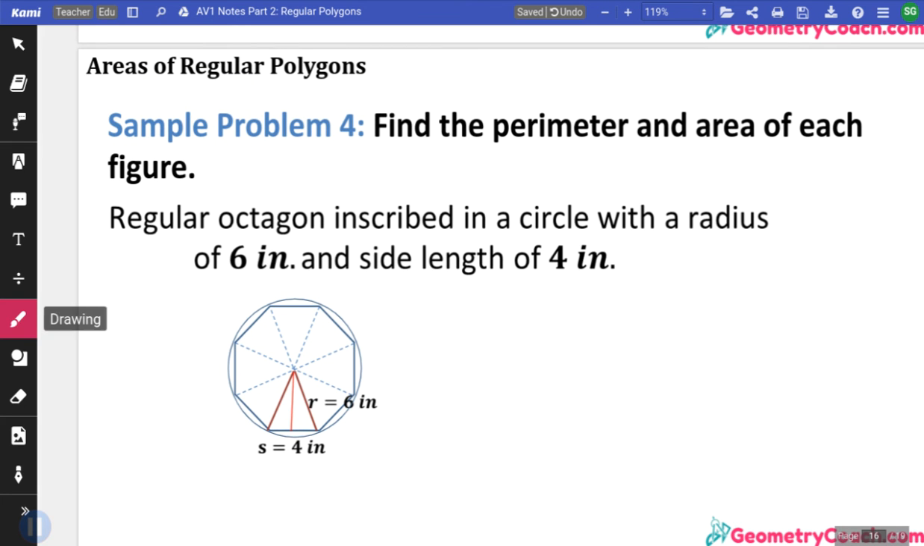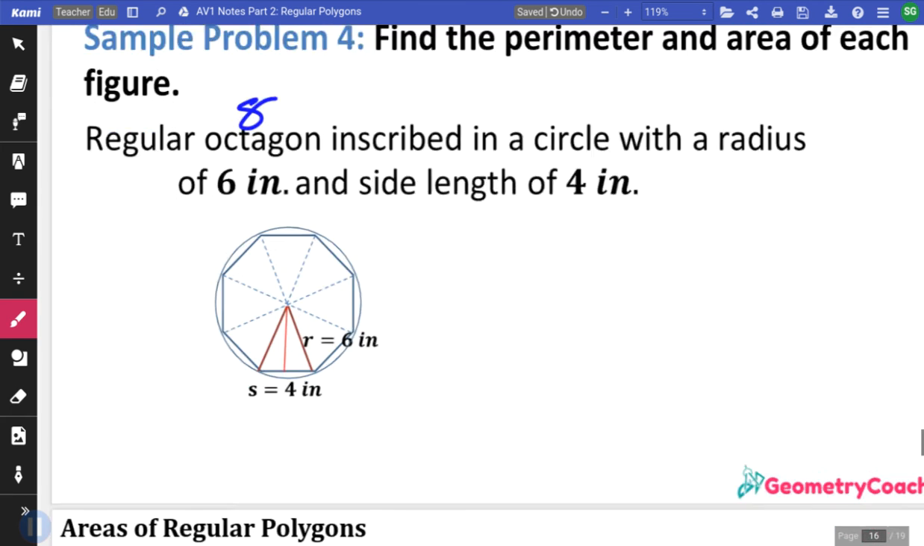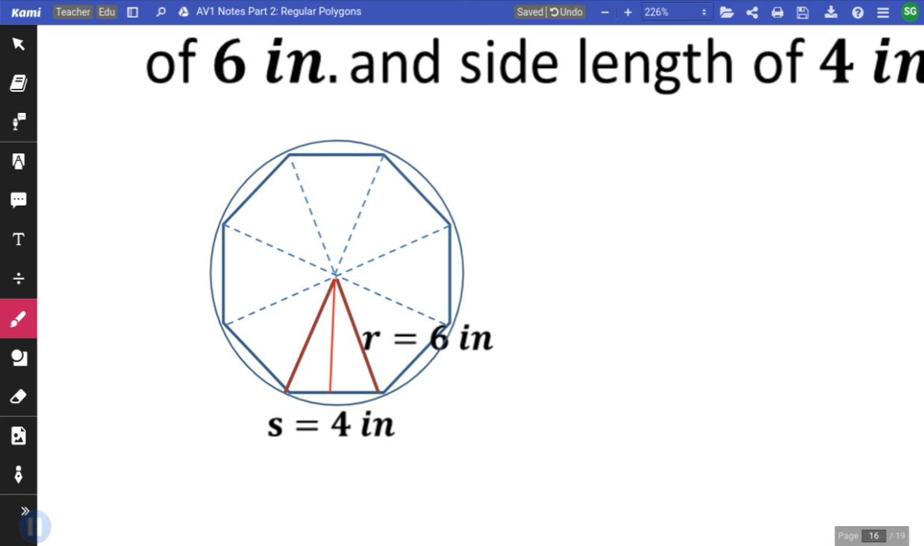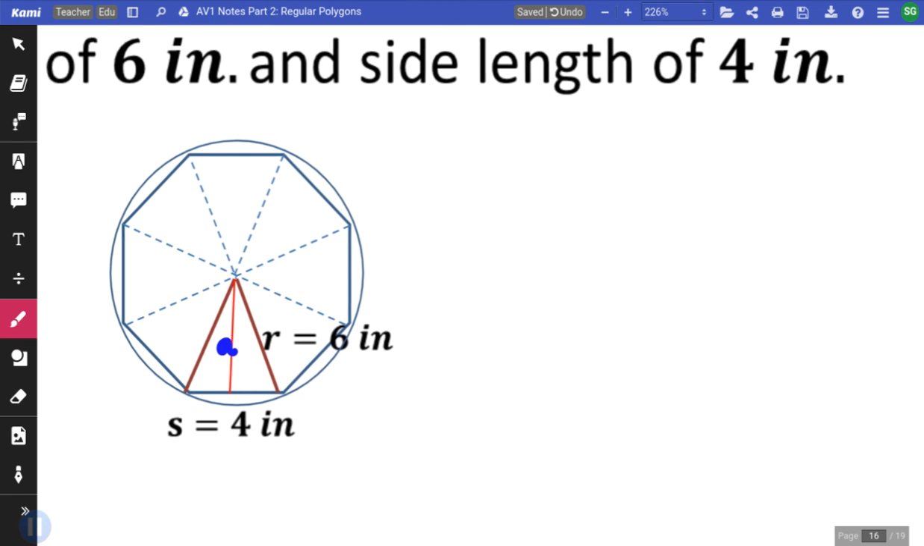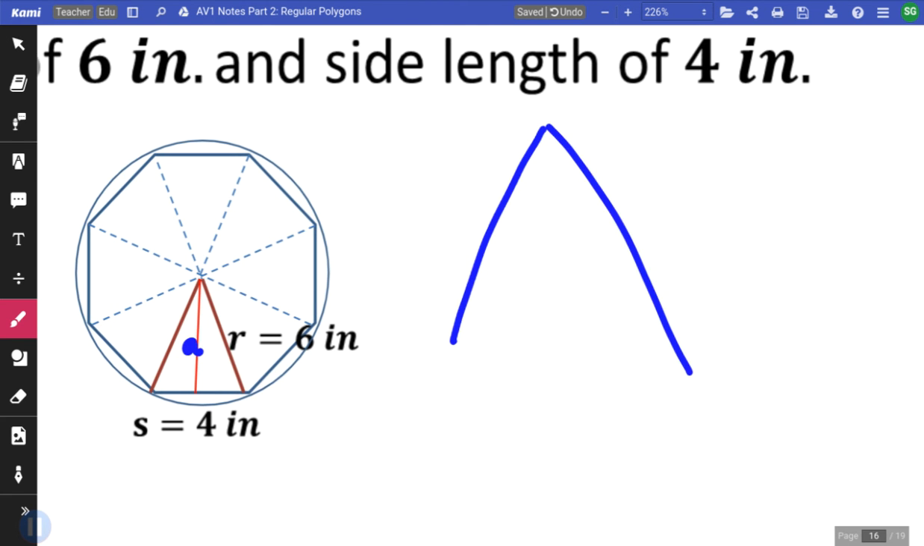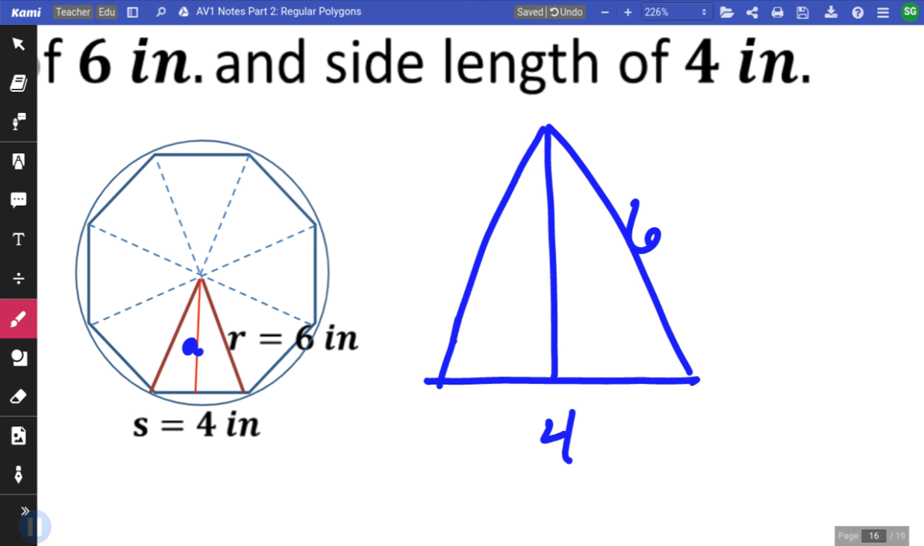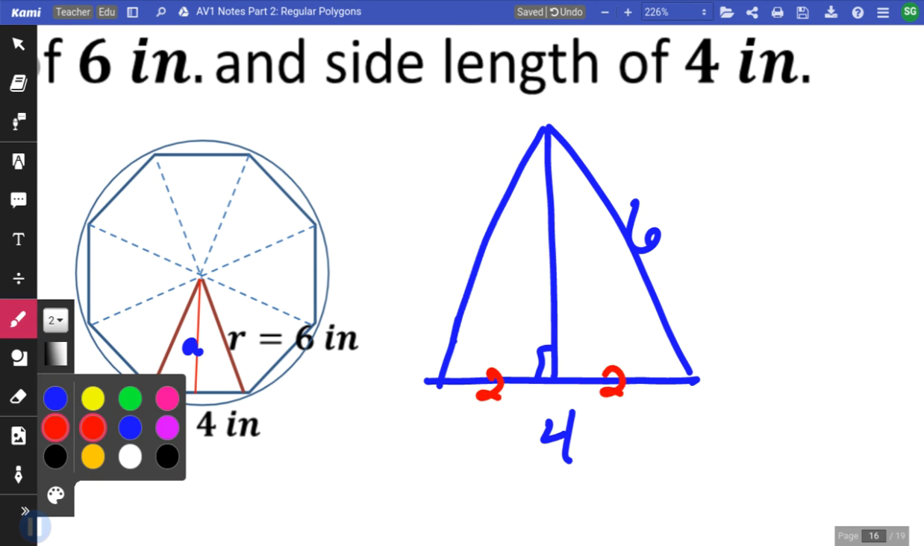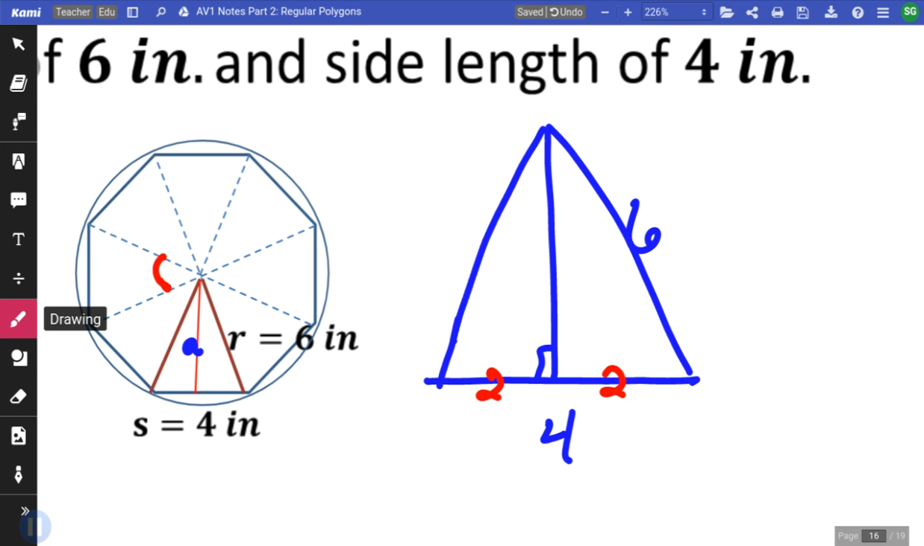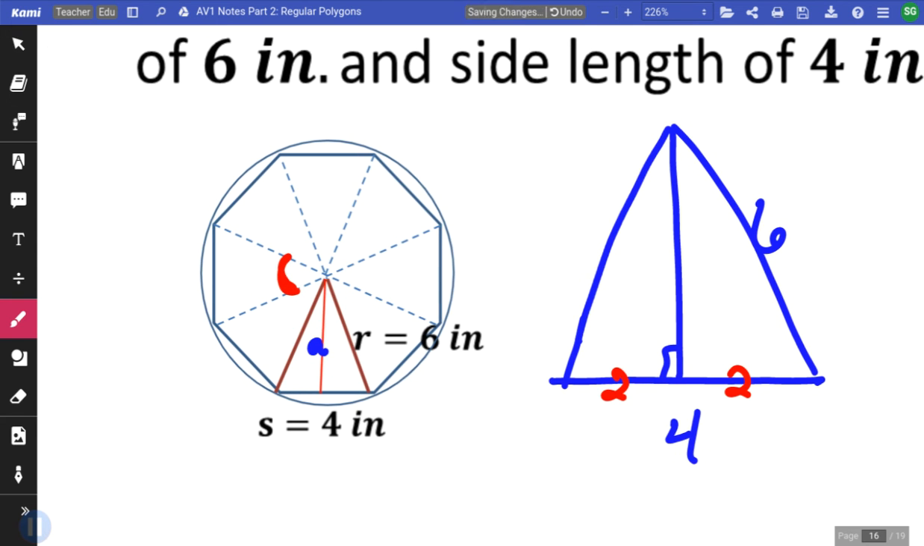Here we have an octagon, an 8-sided figure, radius of 6, side length of 4. So we don't know the apothem again. So I'm going to enlarge that red triangle. We know that the radius is 6. We know the side length is 4. That's a right angle, so this side really gets split 2 and 2. What is a central angle of an octagon? 360 divided by 8.